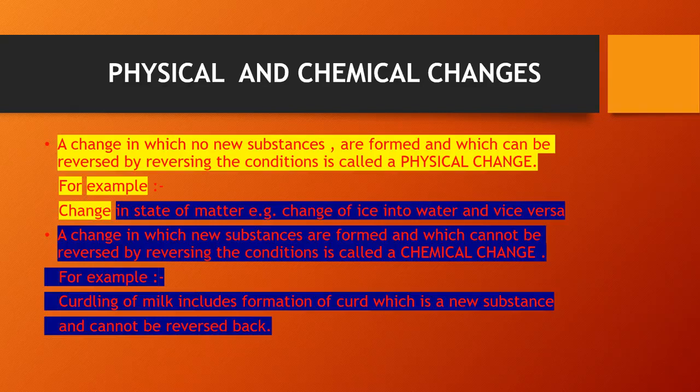Now we will know what is a chemical change. A change in which new substances are formed and which cannot be reversed by reversing the conditions is called a chemical change. What are the examples? Curdling of milk includes formation of curd, which is a new substance and it cannot be reversed back into the milk. So curdling of milk is an example of chemical change.